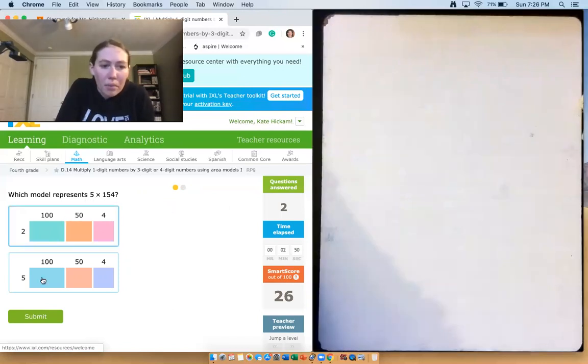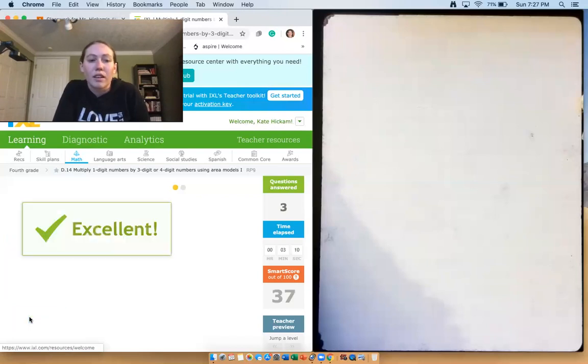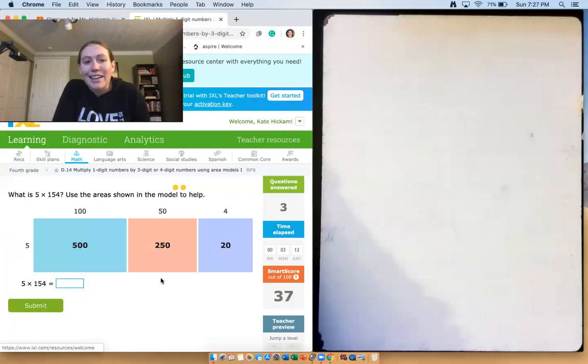Well, the top numbers, they broke down 154 in expanded form correctly, but it should be times 5. This one's times 2, this one's times 5. So I know that the bottom model is correct because it's 5 times 154. This says 2 times 154. Once again, they give you the stuff inside. All you have to do is add it up.